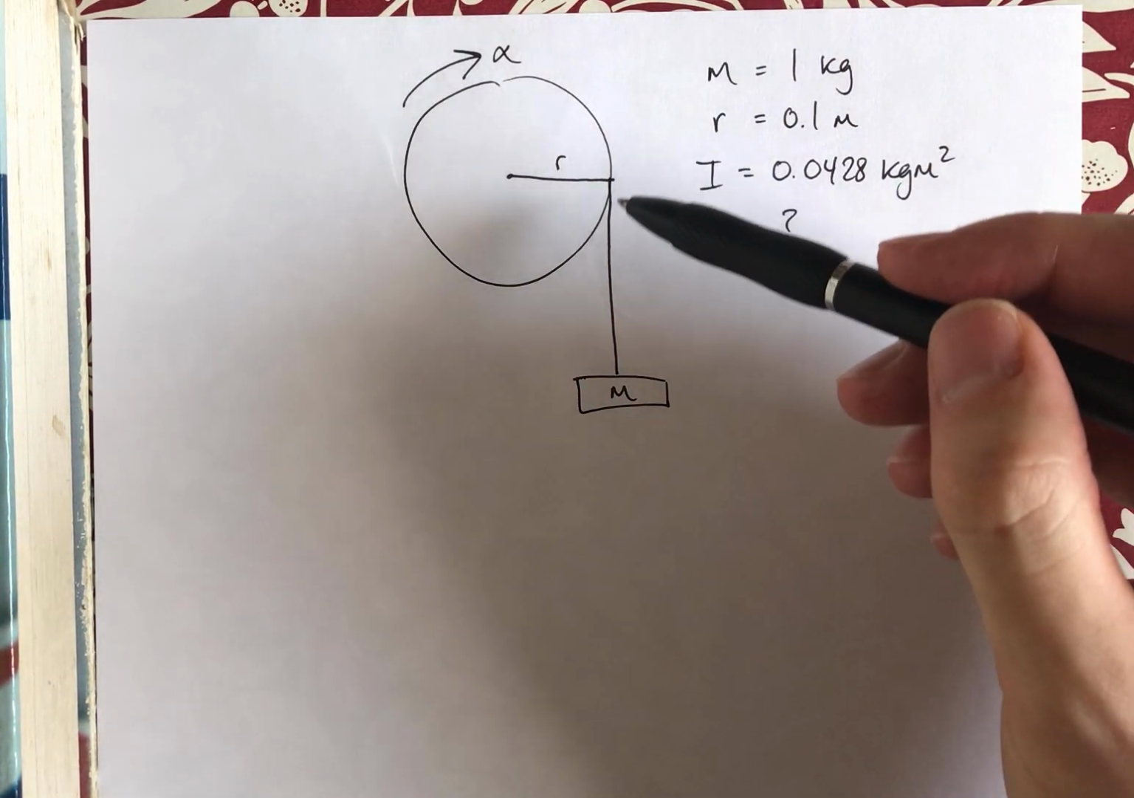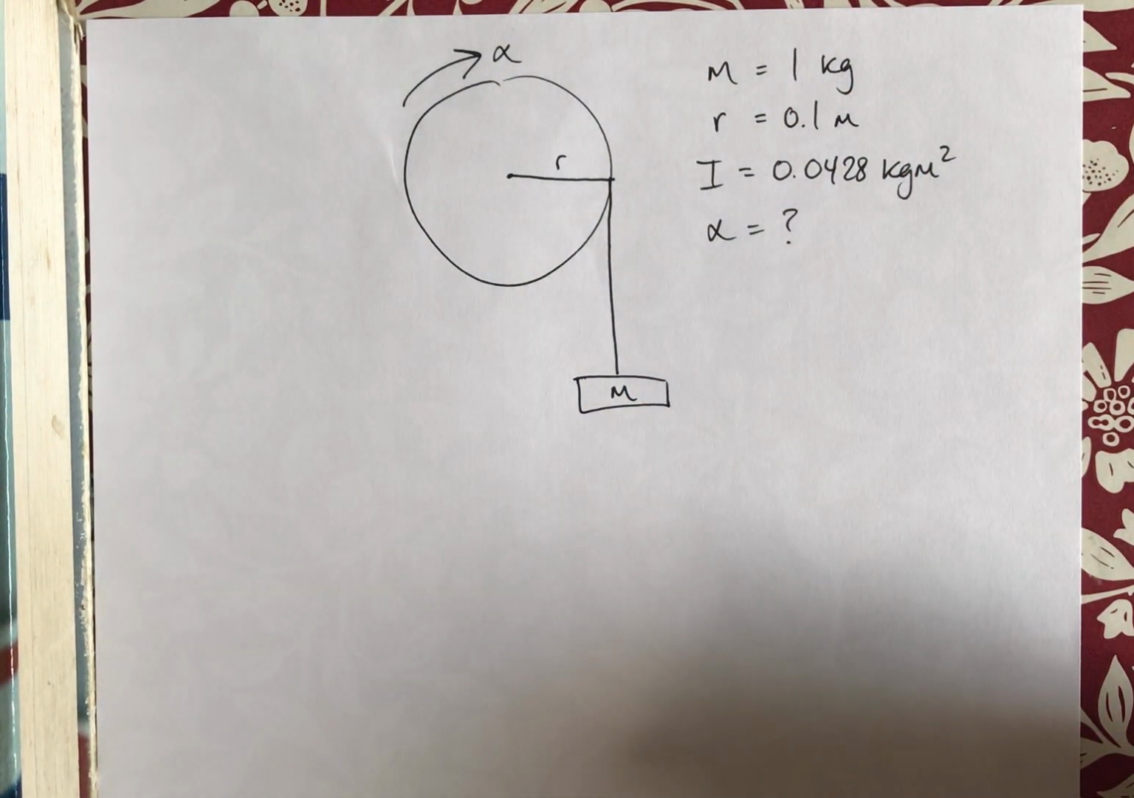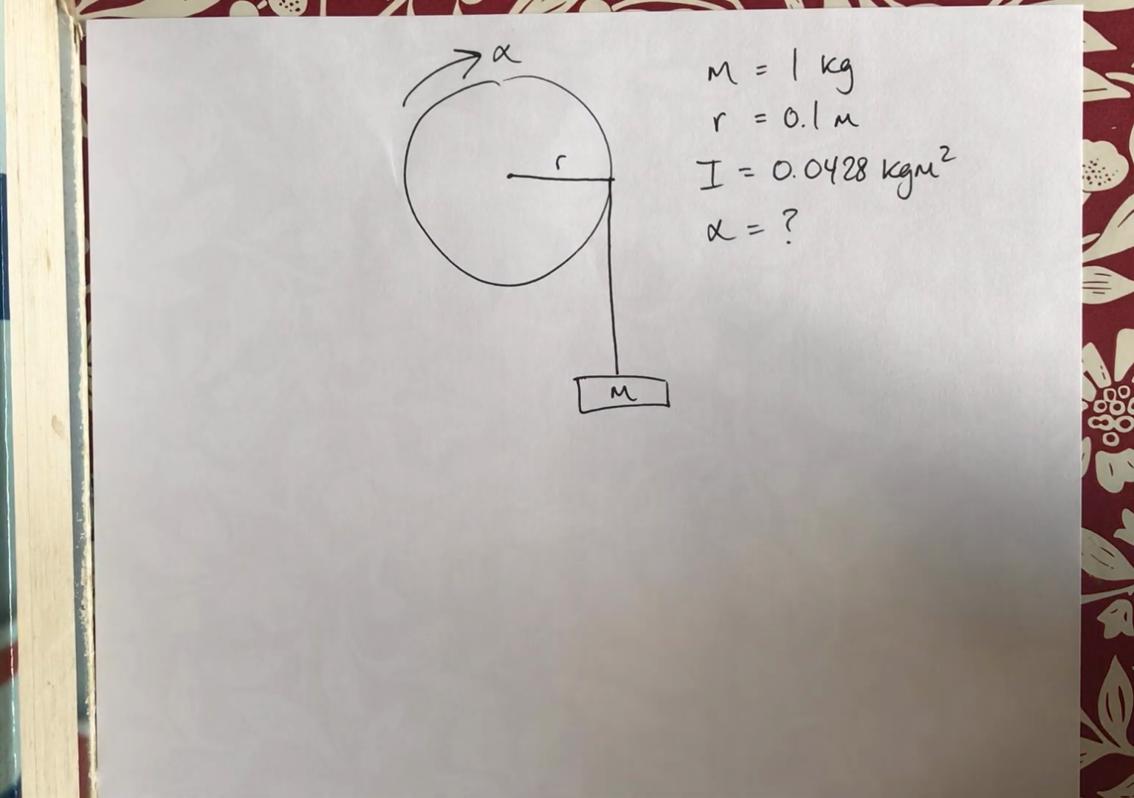So we're going to consider two things: the linear motion of the mass just falling, and then we're going to consider the rotational motion of the pulley turning clockwise. And we're going to apply Newton's second law, F equals ma, and torque equals I alpha for the rotation.